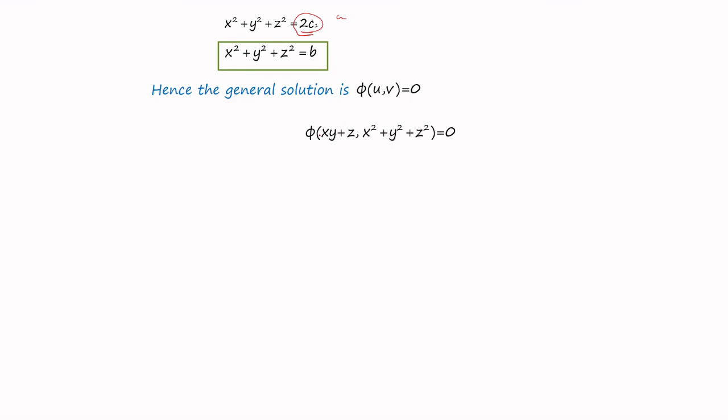That is taken as B. Since we already took the constant A, this 2 c1 is taken to be some other constant B. So this is our other independent solution. So the general solution is phi of u comma v is equal to 0, where u is xy plus z and v is x squared plus y squared plus z squared. So phi of these terms is equal to 0. This is our required solution.